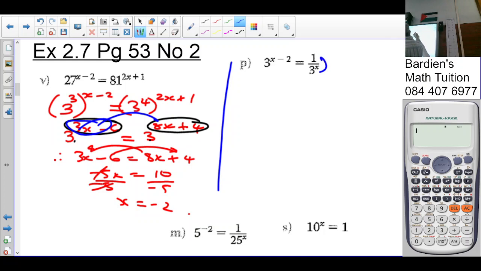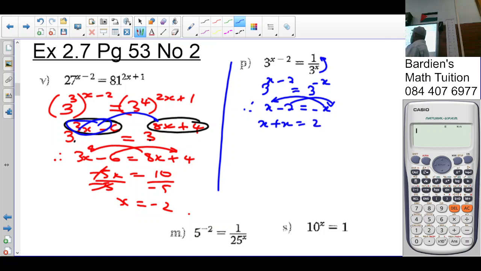You bring that up there, this now becomes 3 to the x minus 2 is equal to 3 to the negative something. What can we say from here? Therefore, x minus 2 is equal to negative. When bases are the same, exponents are equal. X is one side, numbers the other side. So it's going to be x plus x is equal to 2. What's x plus x? 2x. Divided by 2 both sides. So x equal to?